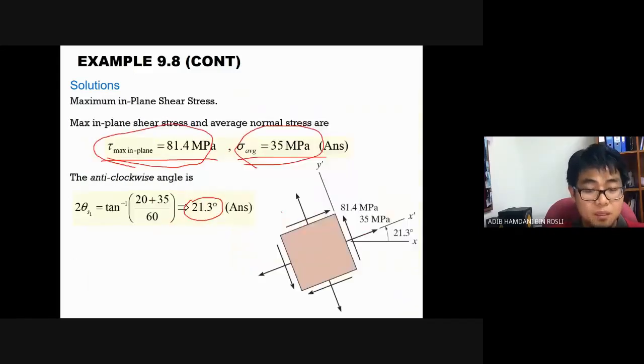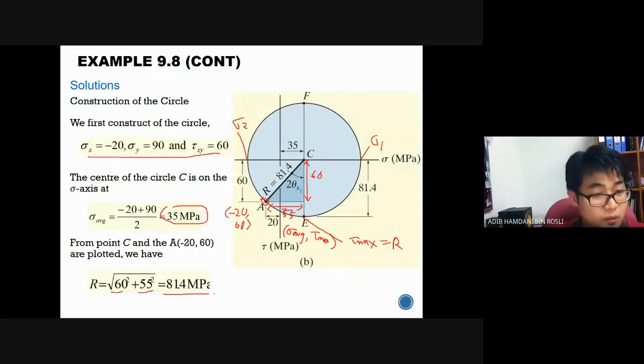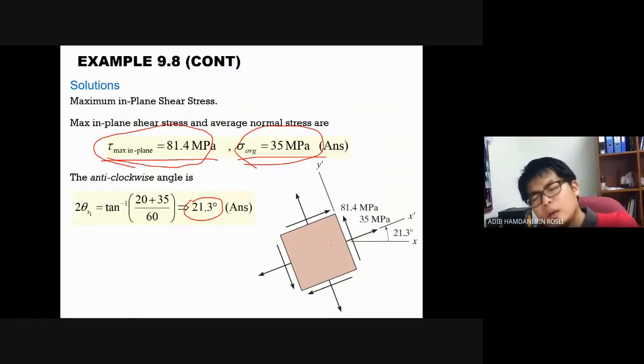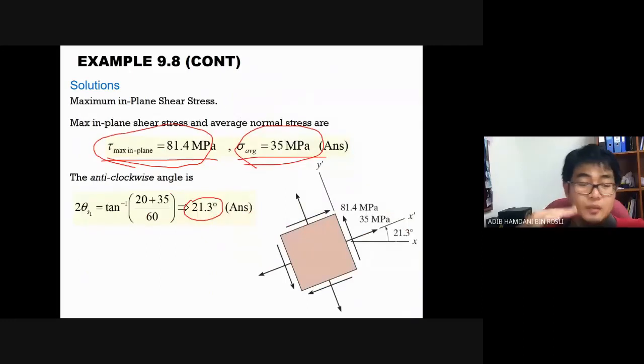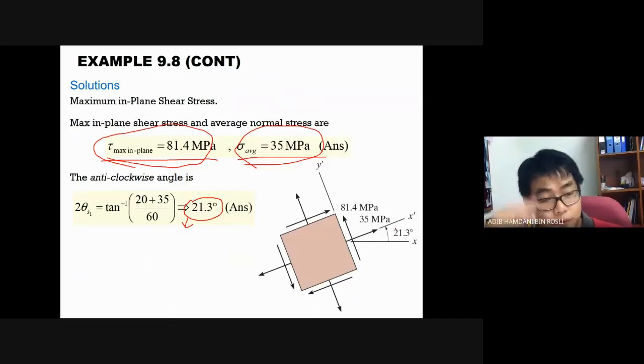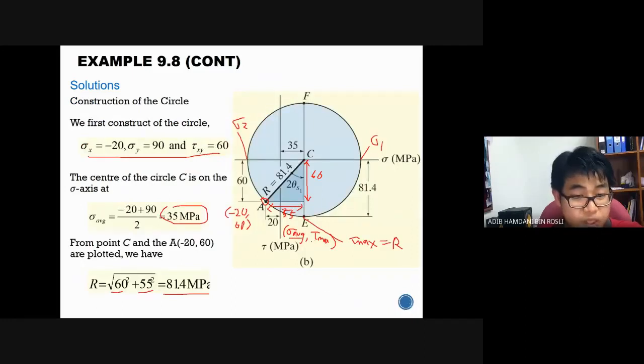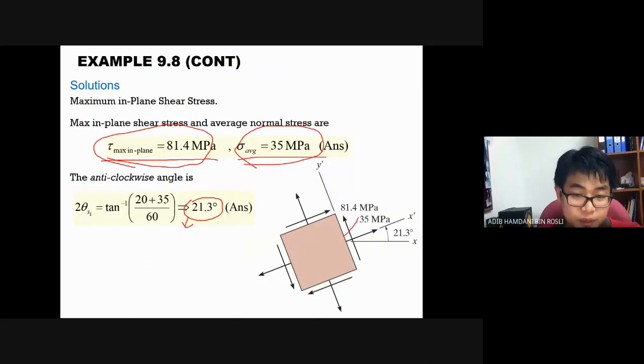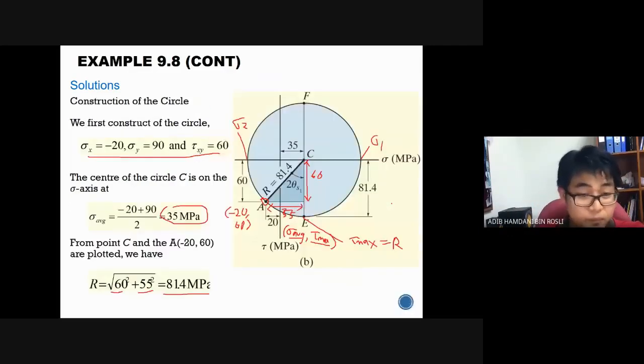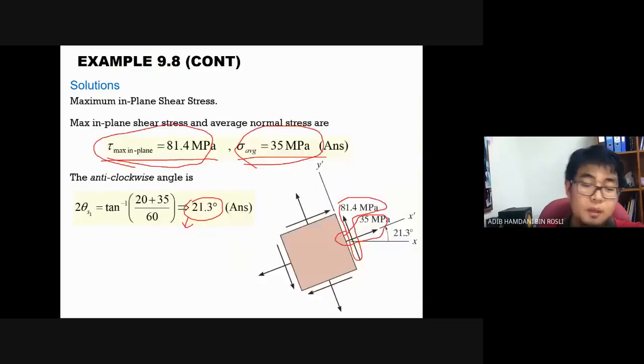What does that mean? It means from reference point A to E, you rotate 21 degrees, and then you will reach your maximum in-plane shear stress. So again, you start with your X, the X from before. You rotate it 21.3, which is the maximum shear stress angle, 21 degrees anti-clockwise. Why? Because from the Mohr circle you see that you have to rotate anti-clockwise, and at this point you reach point E, which is sigma average and tau max. So you have sigma average, 35 megapascal positive, and your tau max, which is 81.4 megapascal, positive. At point E, this is positive tau max. So on this surface that you rotated, you have 81.4 megapascal going up.